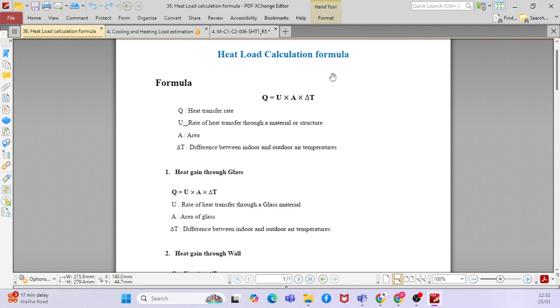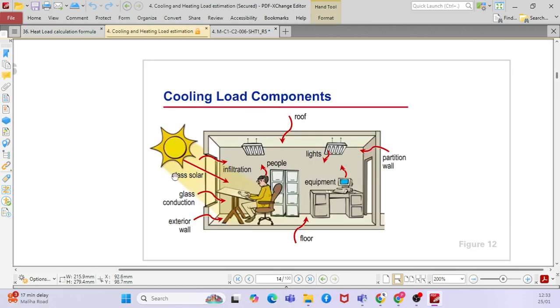Okay, so from that formula only they derive for the different materials. So here you can see Q equal to U multiplied by A multiplied by delta T. So what is the U? It's the rate of heat transfer through the material. Whenever you talk about this, there is heat which will pass through the material, right? Inside your room there is heat from outside that comes through the envelope, and you can feel that heat when you don't operate the air conditioning. After some time you can feel that heat, right? So the heat comes through the envelope from outside.